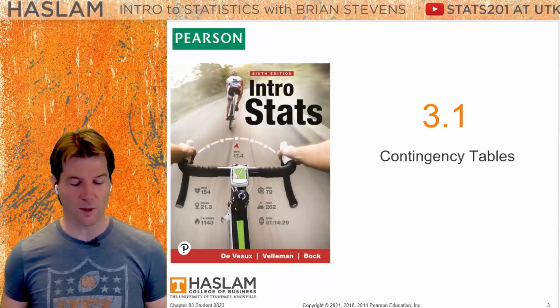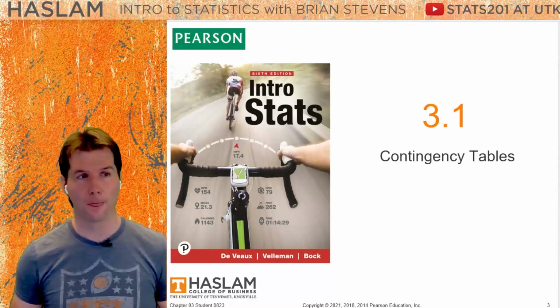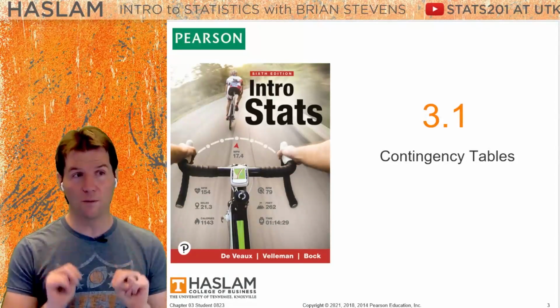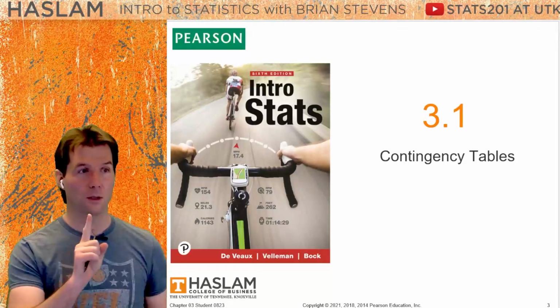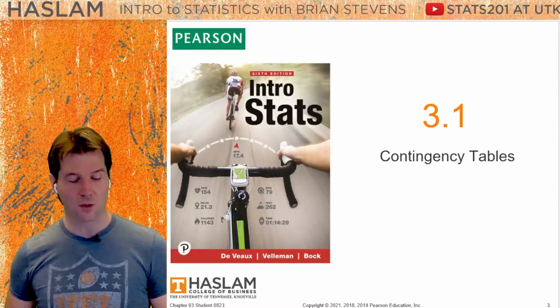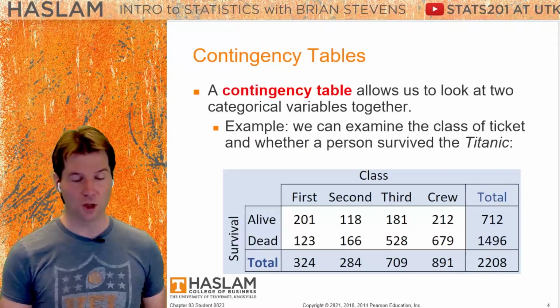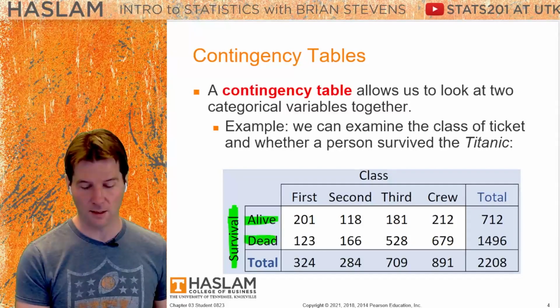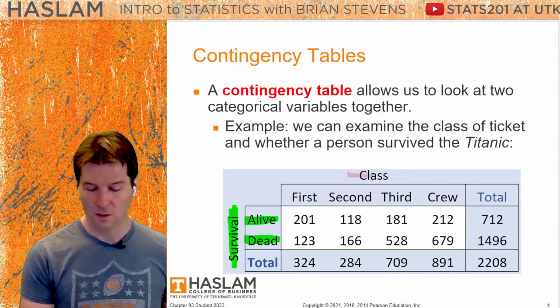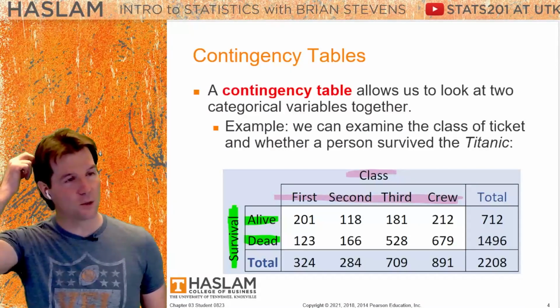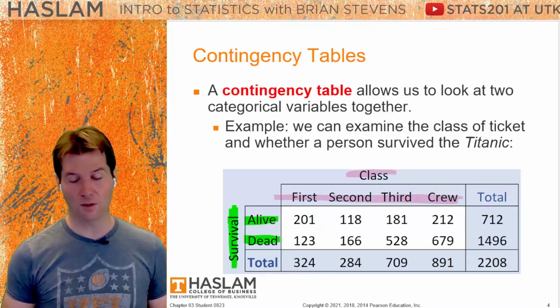So the first thing we're talking about is contingency tables. Remember, a contingency table is like a frequency table, but with two variables. Frequency table, univariate. Contingency table, bivariate. So a contingency table for the Titanic would show us two variables: did they survive, alive or dead? And what class were you in? So this is bivariate. To collect this data from individuals, you would have to ask two questions.